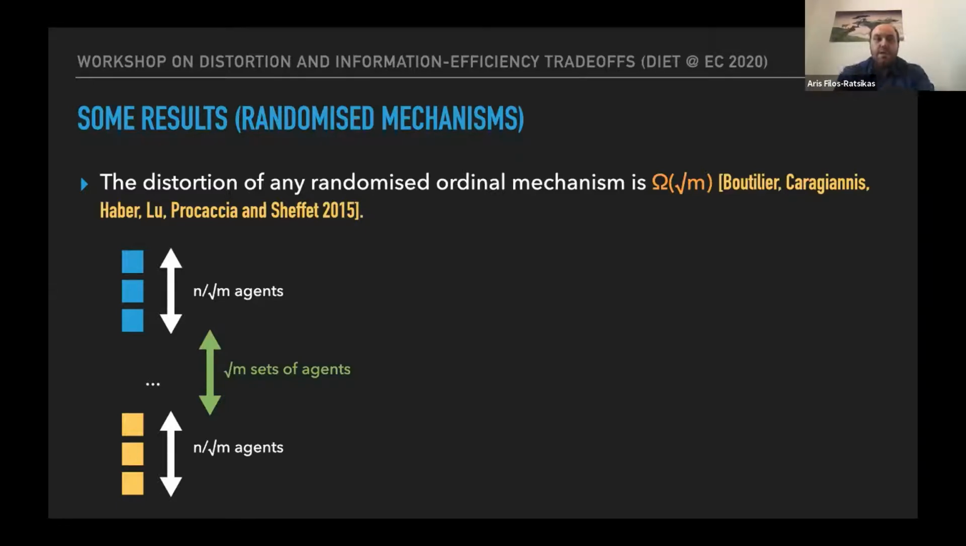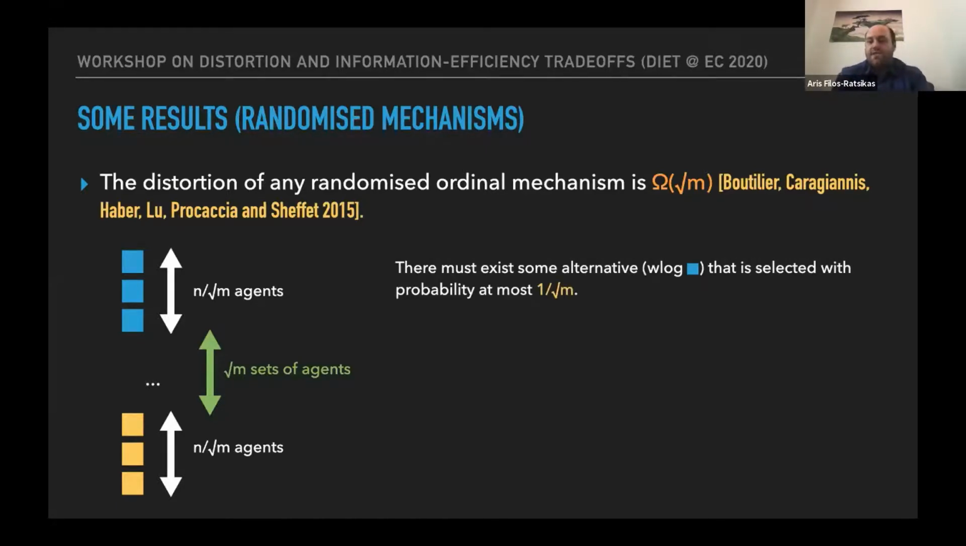So what we do now is again partition the agents into groups, and we have square root of M groups of agents. Every group contains N over square root of M agents. Now, the agents of each group rank a different alternative in the first position, and there's no overlap across the groups. And we don't care what happens with the alternatives in positions 2 and below. It won't be relevant for the argument.